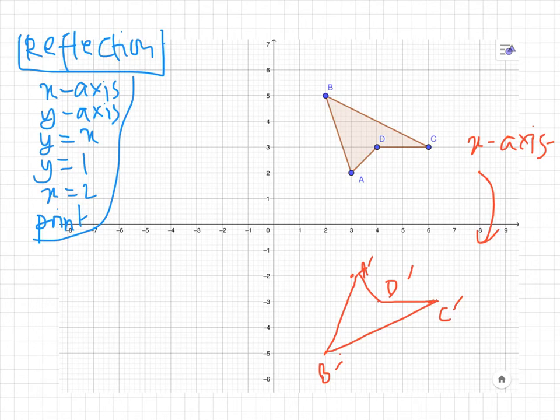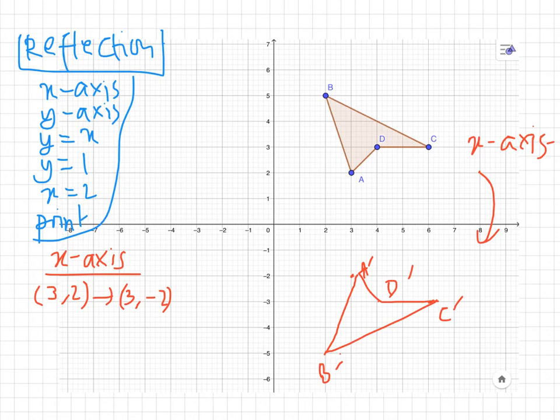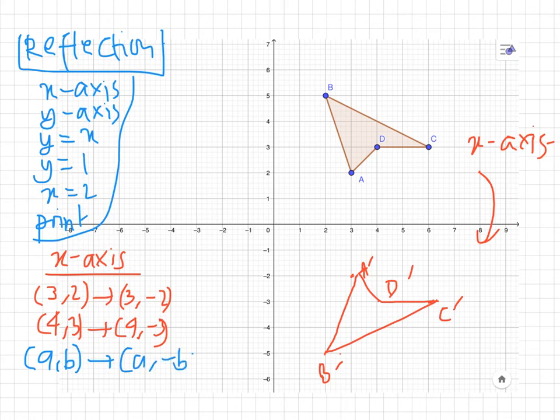But the more important part is the pattern. So if we look into the x-axis, whatever that we have, for example, 3, 2, it becomes 3, negative 2. You see? That's for the A. The D, for example, that's from 4, 3, it becomes 4, negative 3. So then, in general, we could say that if we have A, B, then we'll be getting A, negative B. Because it's supposed to be logical, right? Because the x should not change, but only the y changes.